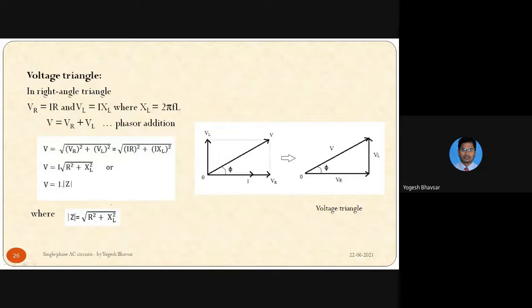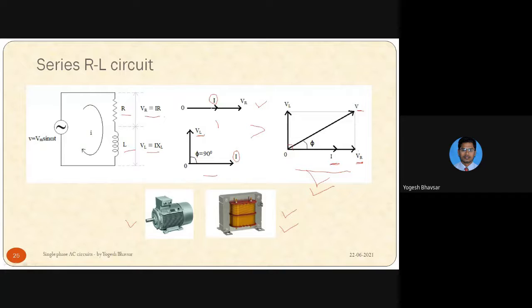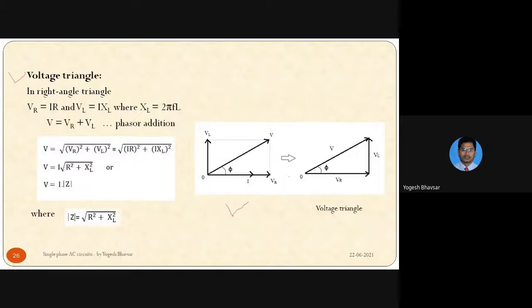Now let us see the voltage triangle which can be drawn from this phasor diagram. Look at that. How to draw the voltage triangle from the phasor diagram. We have drawn this phasor diagram by combining the separate phasor diagrams for purely resistive and inductive. So we have combined them, and it becomes this complete phasor diagram. Right? Now let us draw the voltage triangle from this complete phasor diagram.